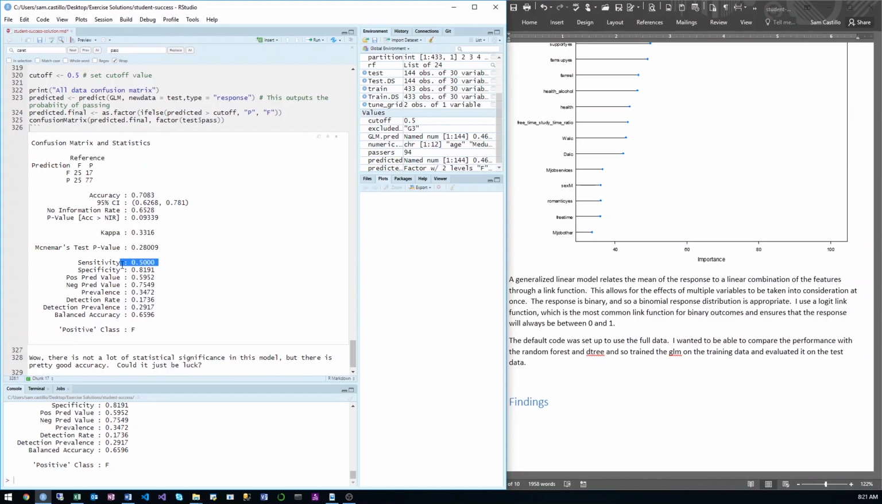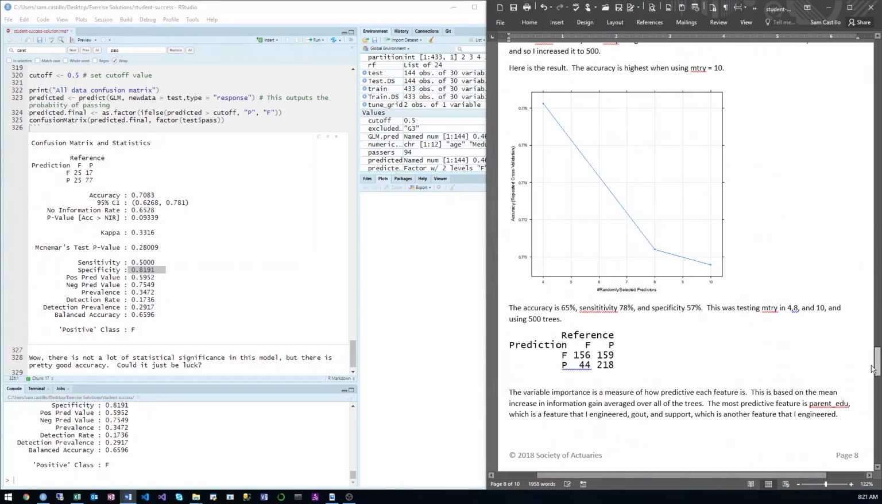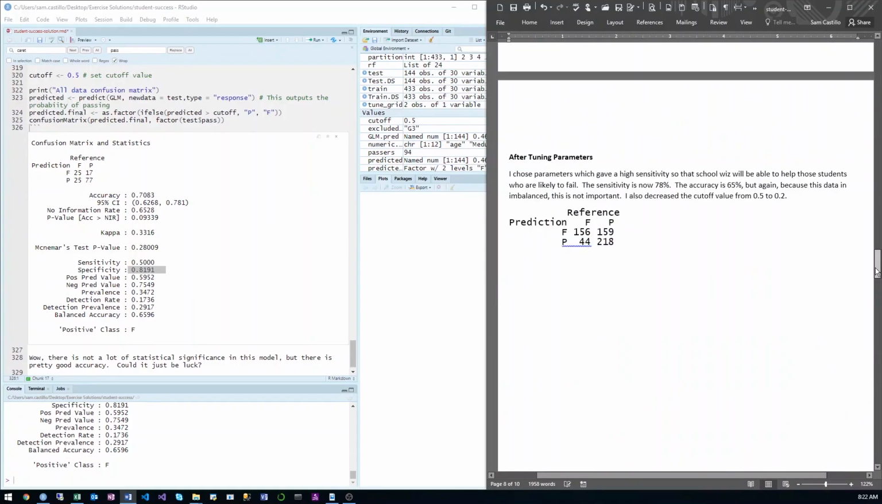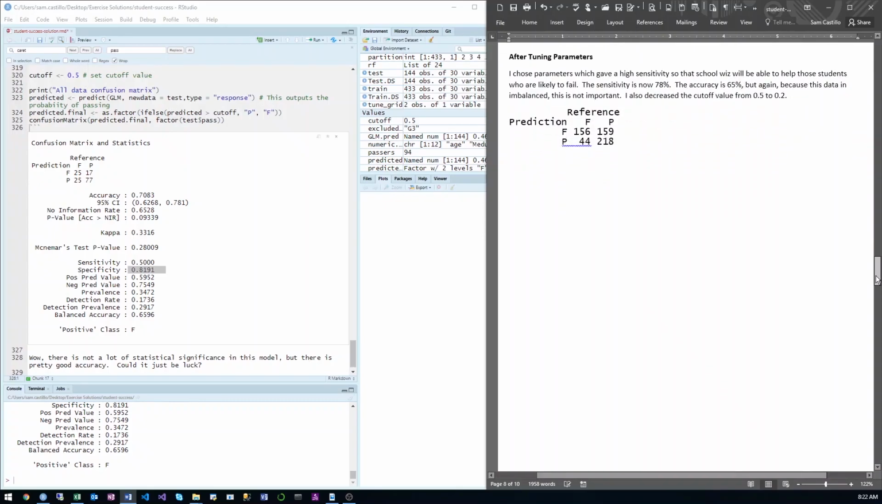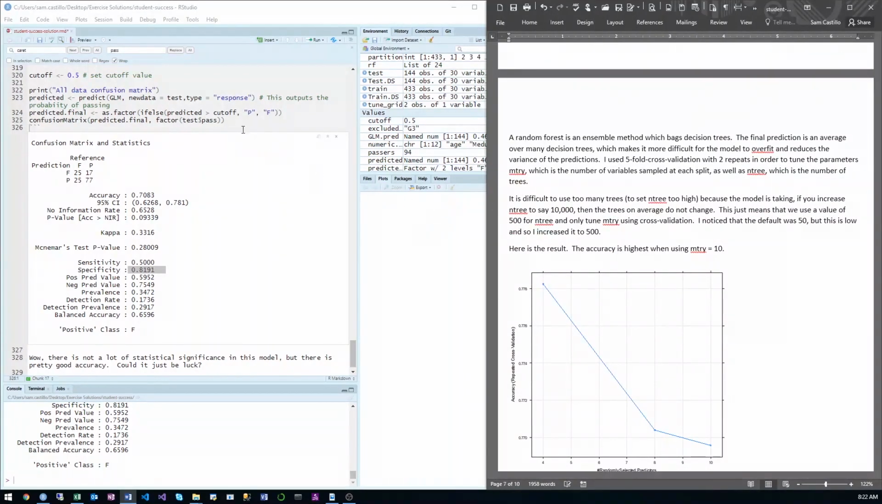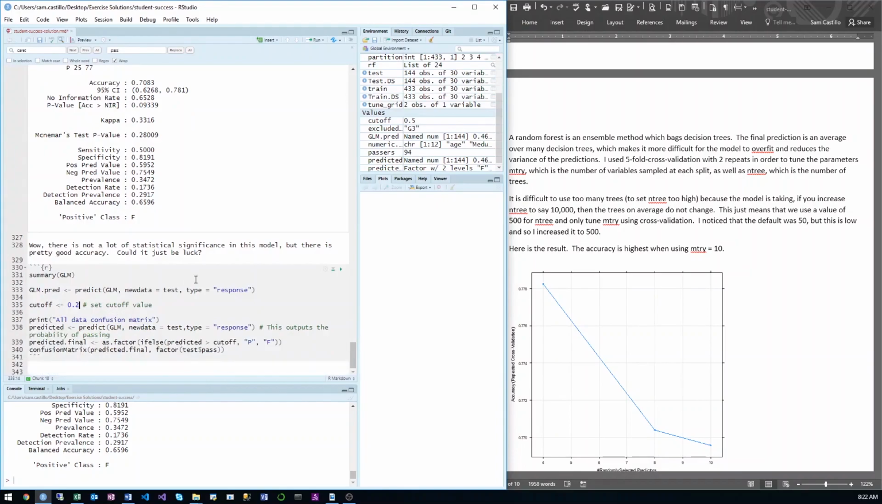Sensitivity 50%, which is lower. Specificity 81%, which is higher. Sensitivity is lower, specificity is higher. And sensitivity was 78% on the decision tree. Here's 58%, but this is using the default cutoff value. So if I decrease the cutoff.